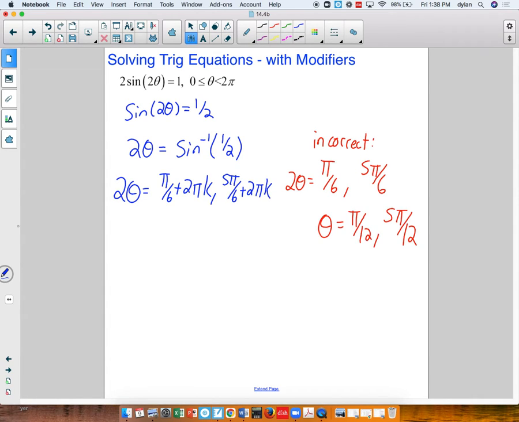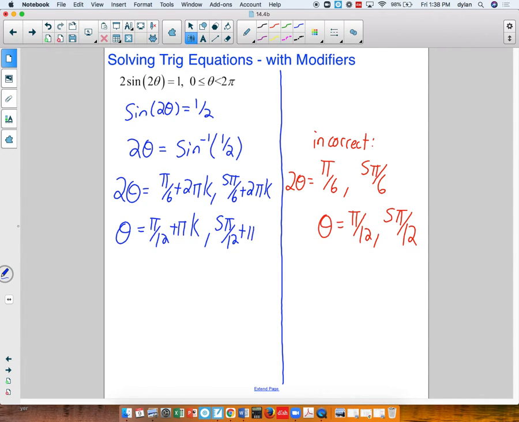And the reason we need the general form here is because now when we divide by 2, we're also going to be dividing the 2 pi k by 2 as well. So we're going to get theta equals pi over 12 plus pi k and 5 pi over 12 plus pi k. And what this allows us to do is now we can iterate through all the different values of k to come up with all the possible answers on the unit circle itself.